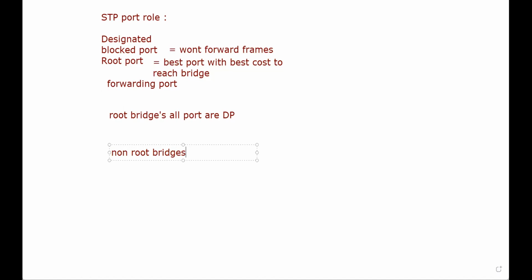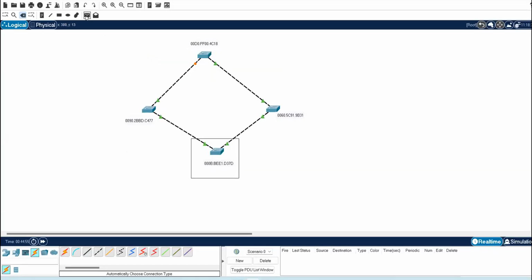Okay, non-root bridge. Get back to the design. This is the root bridge. So the ports of the root bridge are designated and designated. Understand? So this is a non-root bridge. Every non-root bridge has a root port. So the root port is the best port with the best cost to reach the root bridge. So we know that we are using fast Ethernet. The cost is 19.